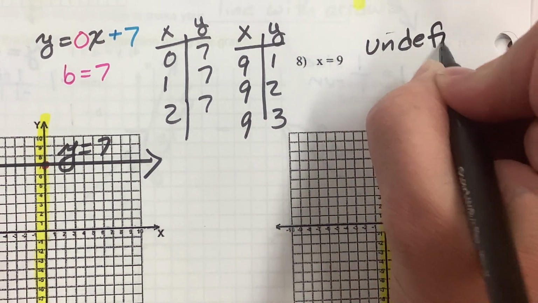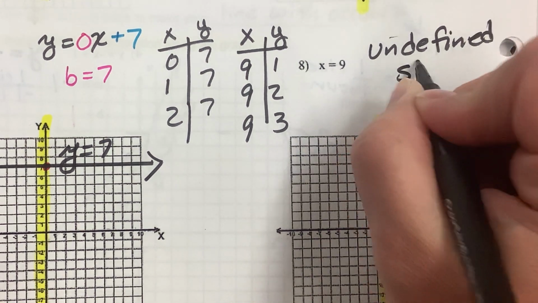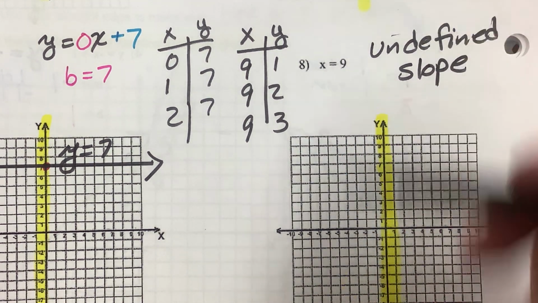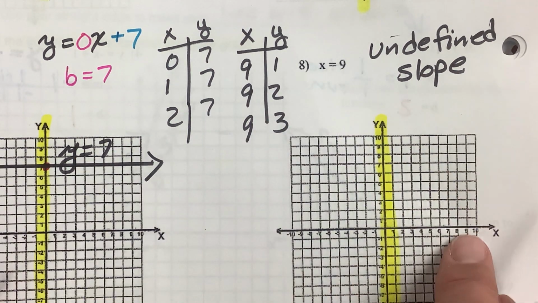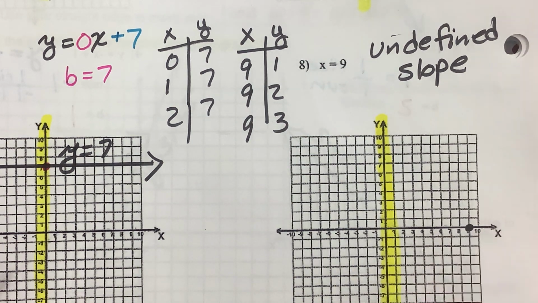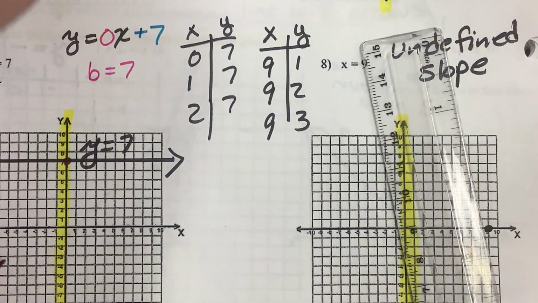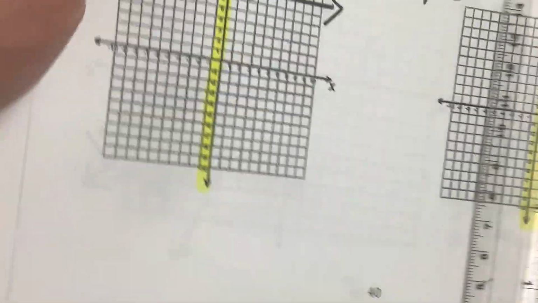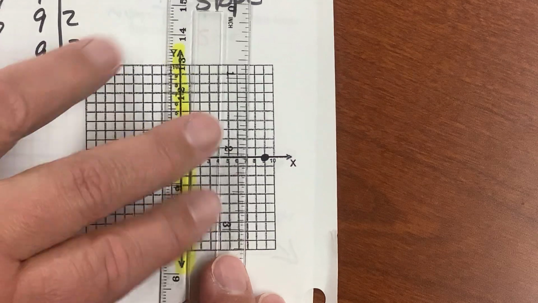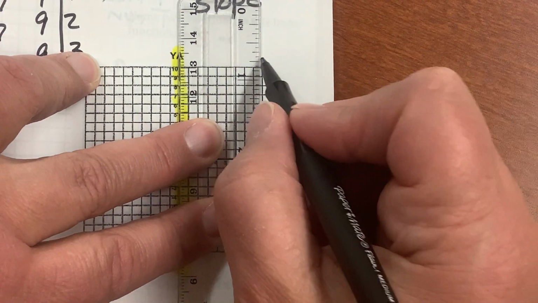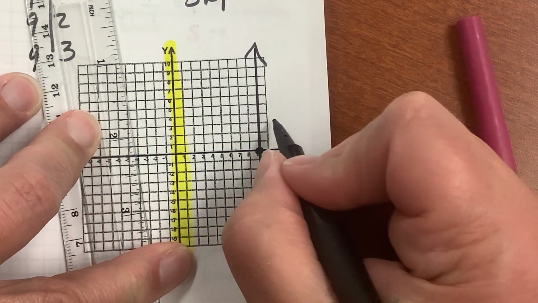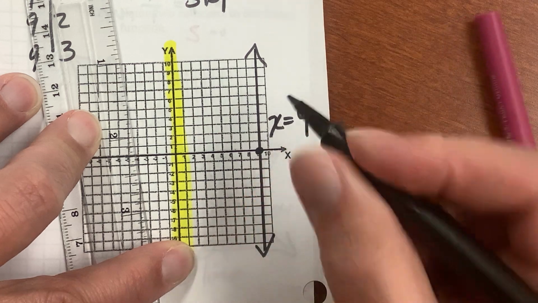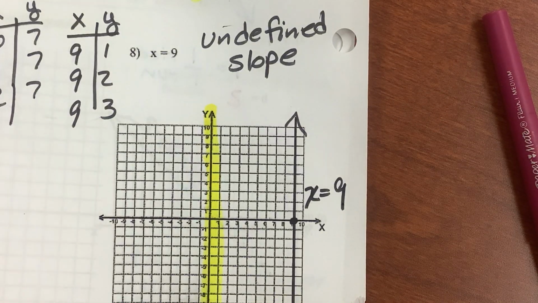Undefined slope, which means it's going to be going up and down through x equals 9. So over here is x equals 9, and I'm going to have a line that goes straight up and down at x equals 9. Arrows on the bottom, arrows on the top. Equation x equals 9. That's not a function. Remember, if it's a vertical line like that, it's not a function.